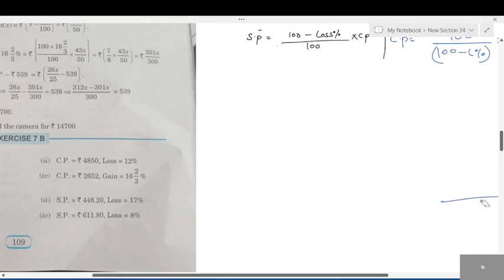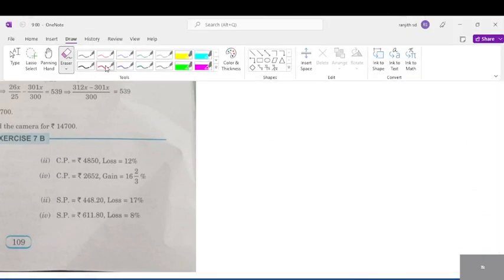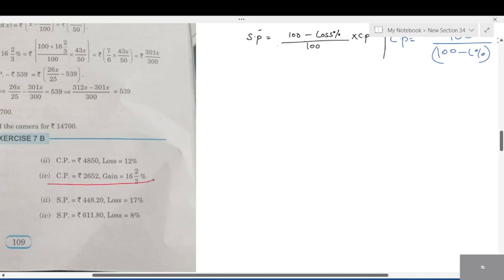Then one more thing is, what if a mixed fraction is given? We'll solve one mixed fraction question. We'll try this fourth one. Selling price is equal to what? 100. For gain, do you add or subtract? Add. 16 2 by 3. How do you convert 16 2 by 3? First multiply 3 into 16 and add 2, students.